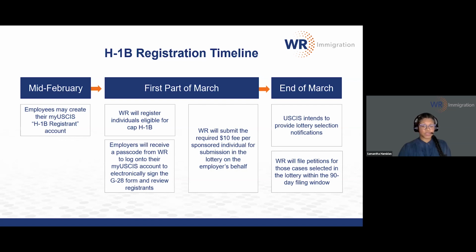Based upon the submitted registrations, USCIS will conduct a randomized computer-generated lottery following the closure of the registration period in March. By March 31st, USCIS intends to notify attorneys on which individuals were selected in the lottery. Once we receive the lottery results electronically from USCIS, WR Immigration will update the employer and subsequently prepare the selected H-1B petitions for filing. USCIS has announced that there will be a 90-day window between April 1st and June 30th for filing these CAP H-1B petitions.